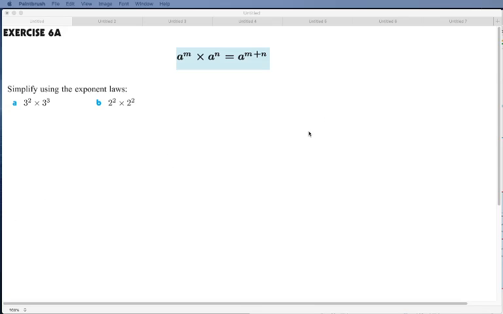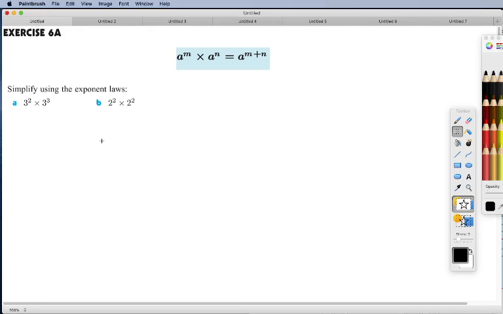Okay, so I'm just going to review the laws here. We looked at them in class the other day, and I'm going to try and take a couple of questions from each picture, or each chapter of the book. The first bit of homework that I've asked you to do is in exercise 6a, and it's using this law where if you have two bases and you multiply them together, you add the indices.